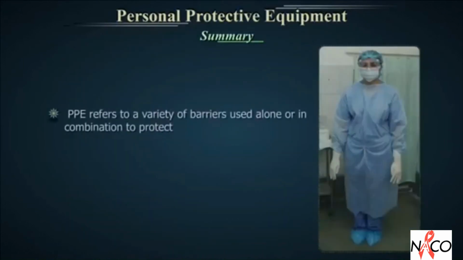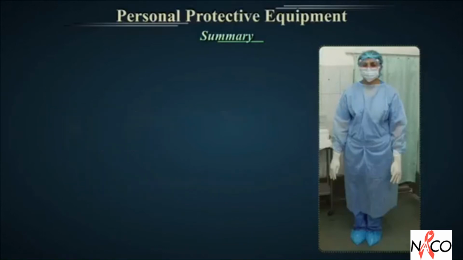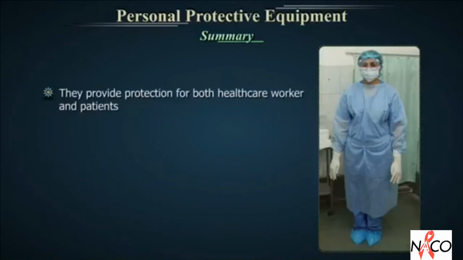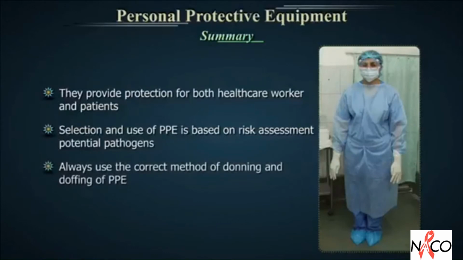The summary. Personal protective equipment or PPE refers to a variety of barriers used alone or in combination to protect mucous membranes, airways, skin, and clothing from contact with infectious agents. They provide protection for both healthcare workers and patients. Selection and use of PPE is based on risk assessment and potential pathogens. Always use the correct method of donning and doffing of personal protective equipment. Never wear personal protective equipment outside the area of use.